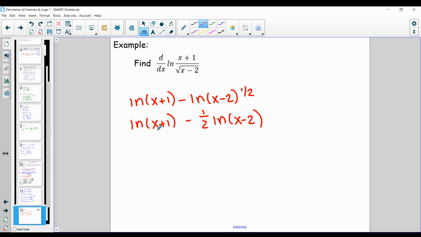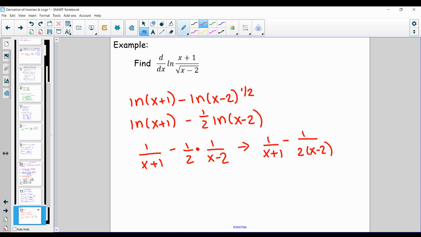The derivative of the ln of x plus 1, well, that's going to be 1 over x plus 1 times the derivative of x plus 1, which is 1, so I don't need to do anything with that. And then I have this 1/2 here times the derivative of ln of x minus 2, which is going to be 1 over x minus 2 times 1. So I'm just going to rewrite this as 1 over x plus 1 minus 1 over, and I'll just write it like 2x minus 2.